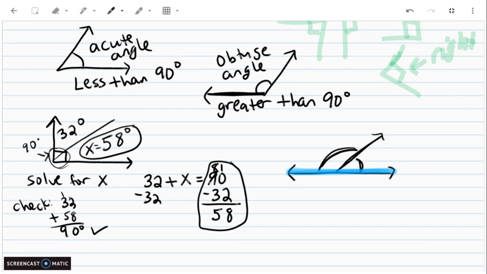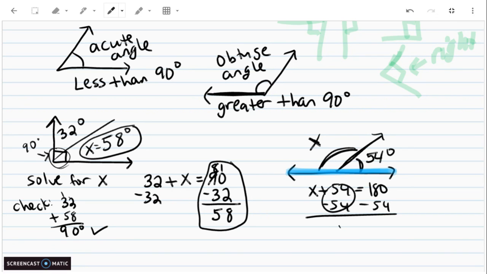So in this case, if this one is 54, the acute angle part, and I want to know what is x, then I need to know, well, they all add up to 180. So x plus 54 equals 180. So I just need to subtract 54 on both sides and do this calculation.